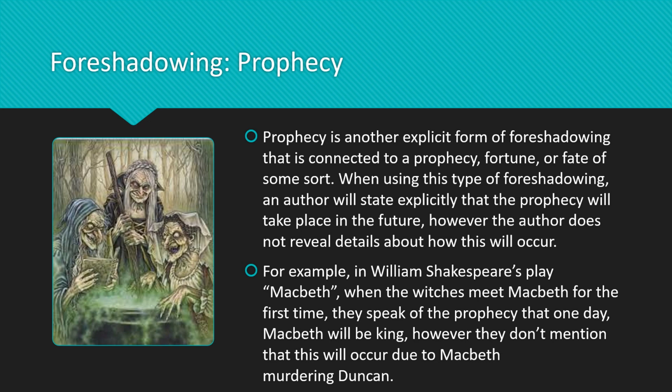For example, in William Shakespeare's play Macbeth, when the 3 witches meet Macbeth for the first time, they speak of the prophecy that one day Macbeth will be king. However, they don't mention that this will occur due to Macbeth murdering Duncan and becoming king that way.